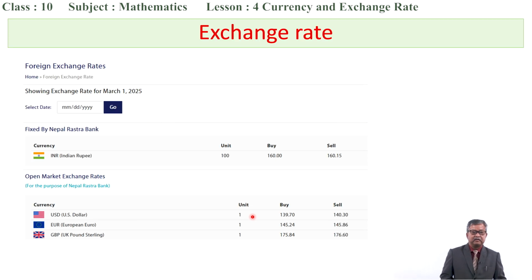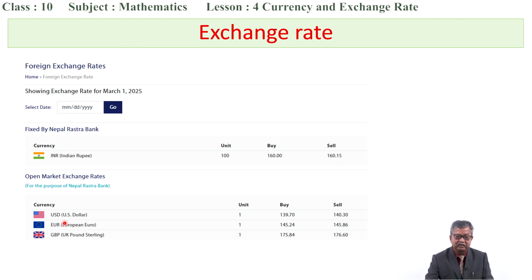Now, in this, see, here is the exchange rate of March 1st, 2025. We can see this exchange rate on Google also, or on the website of Nepal Rastra Bank. Here, for the country India, for 100 rupees, the buying rate is 160 rupees and the selling rate is what? 160 rupees and 15 paisa, 0.15.